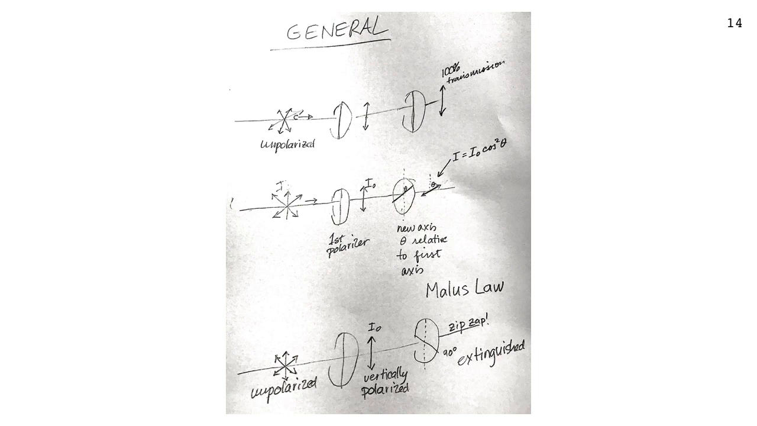Now, let me do a case of extinction. All right, so here's unpolarized light. Just kind of chaotically aligned, so you get some of it, all the different tilt angles randomly every second. All right, so here's your first polarizer. All right, so let's say that the polarizer's axis is like this.